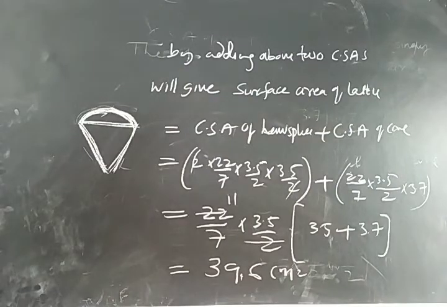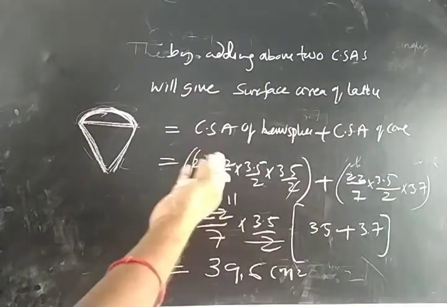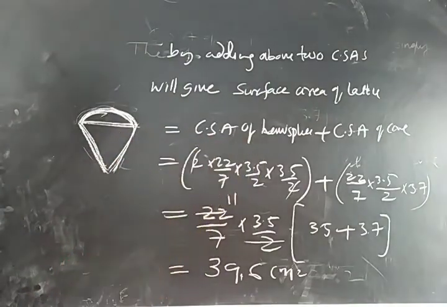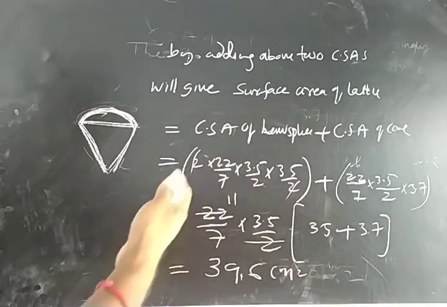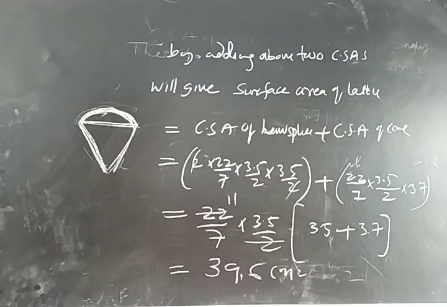So this is the way to find the surface areas of new solid figures using the basic known solid figures, such as cube, cuboid, right? Like that we can solve a few more problems.